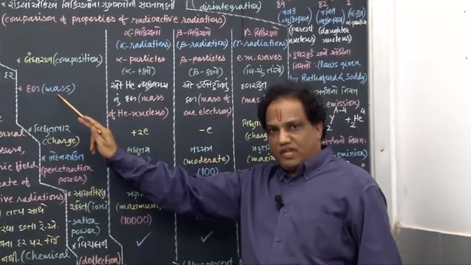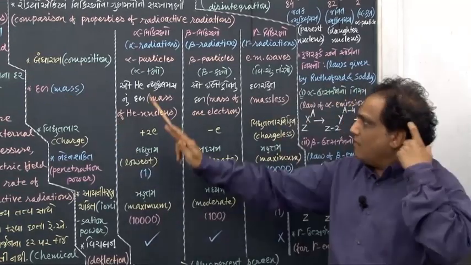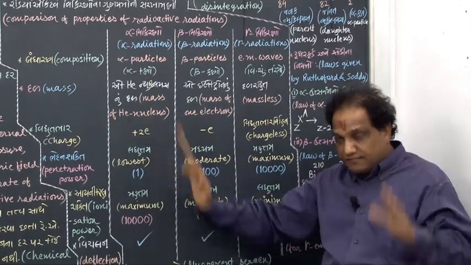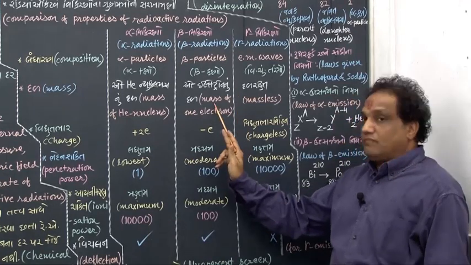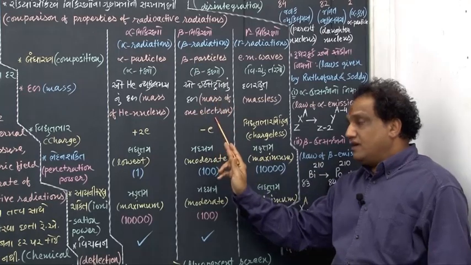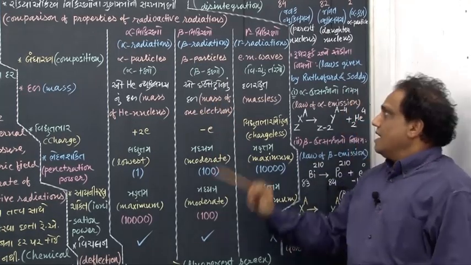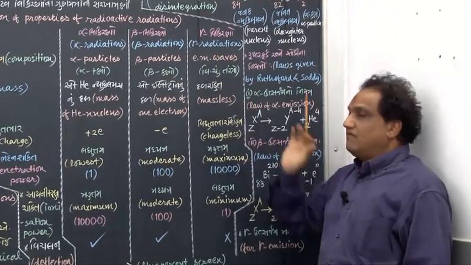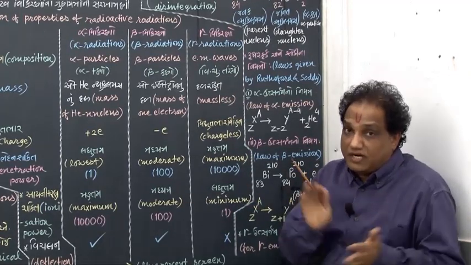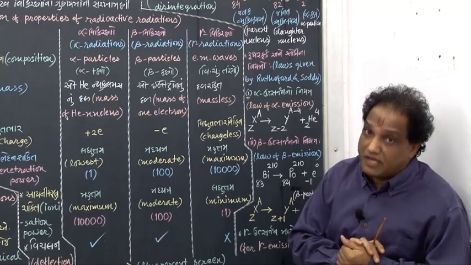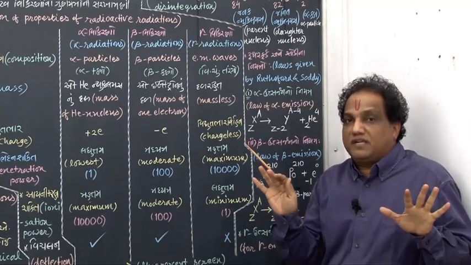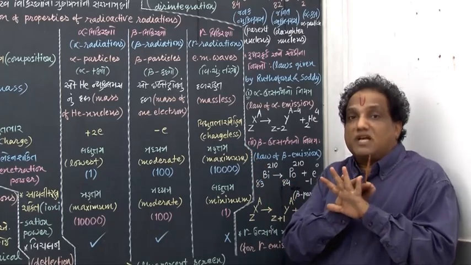Second aspect of comparison, that is mass. Mass of one alpha particle is the mass of a helium nucleus. Mass of one beta particle is nothing but the mass of one electron. And so far as the mass of electromagnetic waves is concerned, it is massless because it does not contain any materialistic particles. They are simply electromagnetic waves. They do not have any particles inside. They are totally massless.